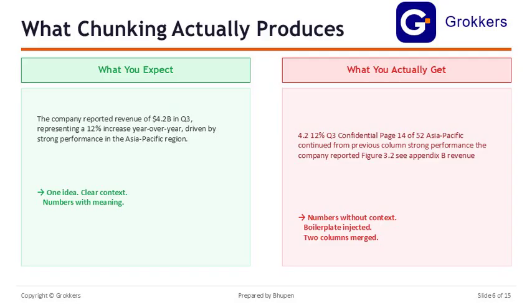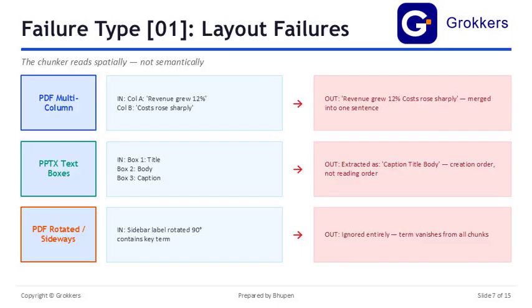When a user asks about Q3 revenue, the retrieval system may surface this chunk because it contains the right numbers, but the language model receives garbage context and either hallucinates the missing details or produces a confused answer. Layout failures happen when the chunker processes a document based on its physical or storage structure rather than its logical reading order.